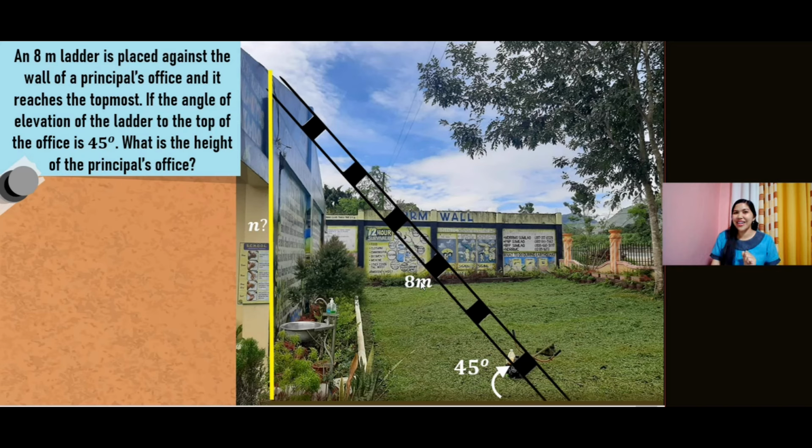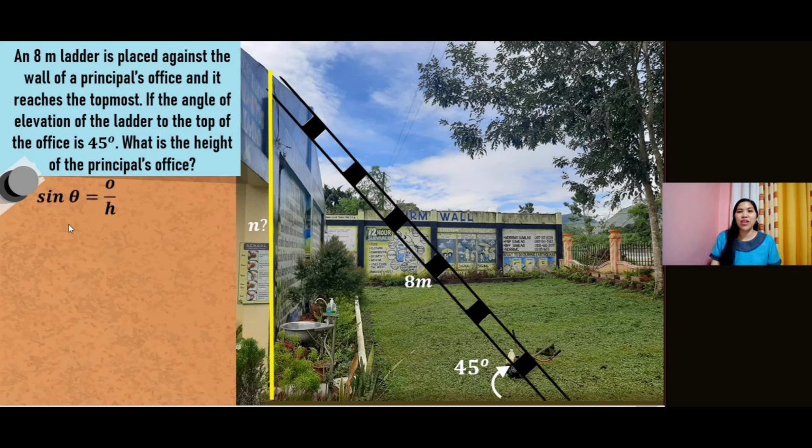This is your n. This is your opposite. How about the 8 m? This is your hypotenuse. Now, you're looking for the opposite and you're given the hypotenuse. What ratio then are you going to use? Is it the sine, cosine, or the tangent? That is your sine ratio.